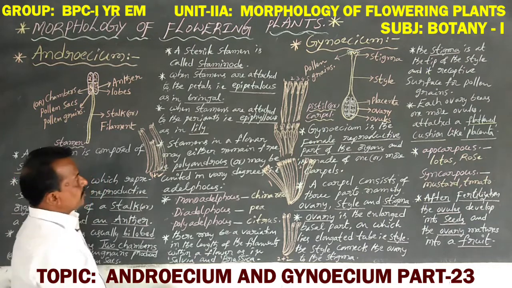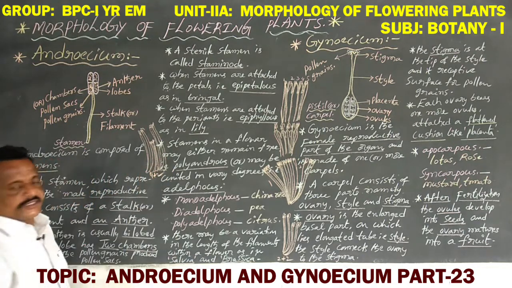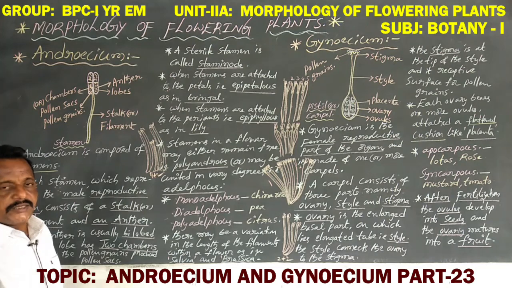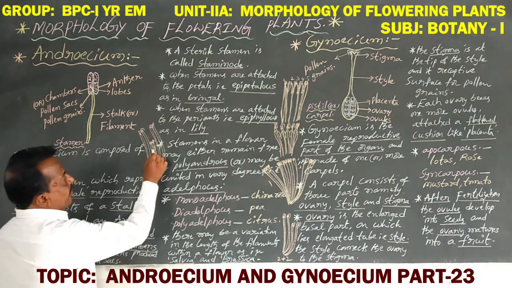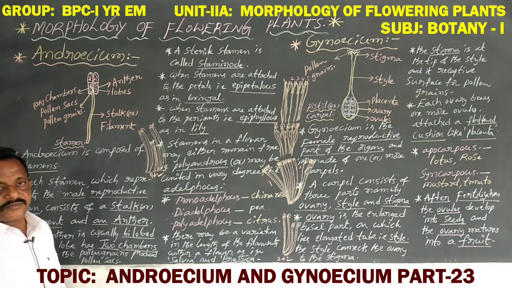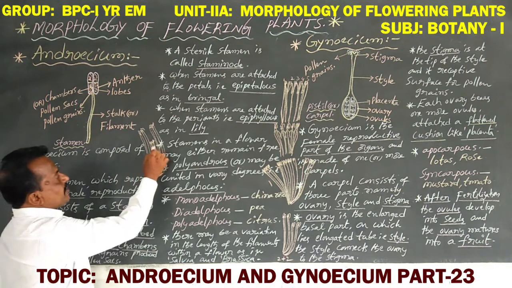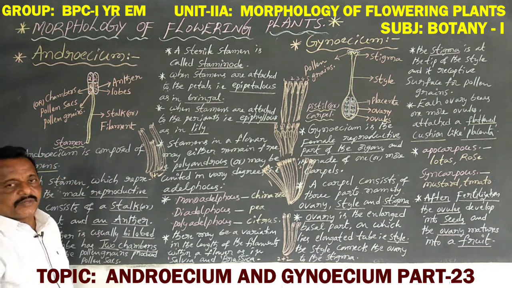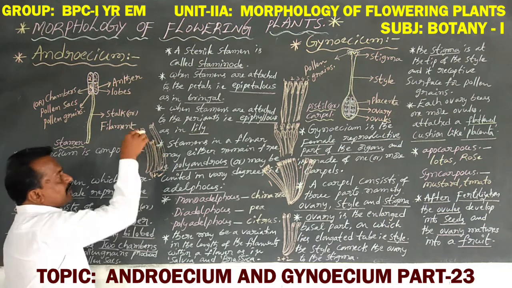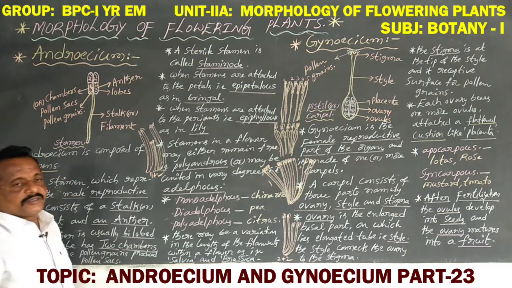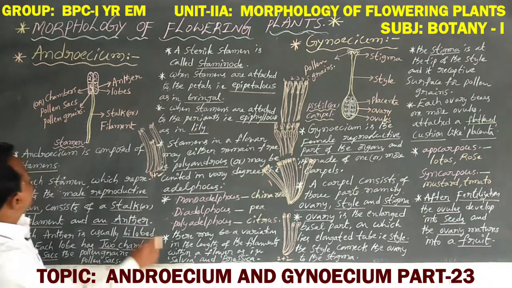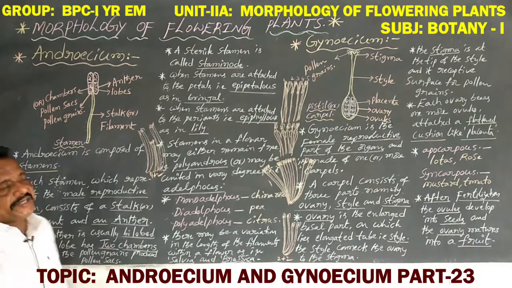Brassica, that is mustard, has 6 stamens, but the length of the filaments differs. 4 stamens are larger and the remaining 2 stamens are shorter. The larger stamens are always arranged on the lateral side, but the shorter stamens are always arranged in the center of the flower. So this is about the androecium.